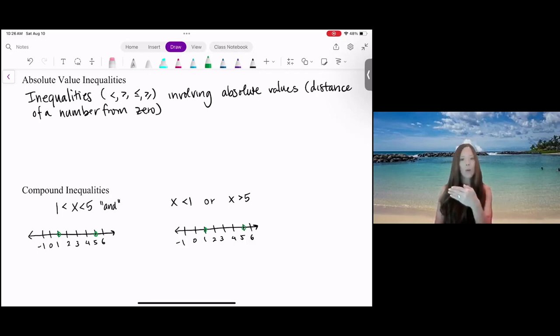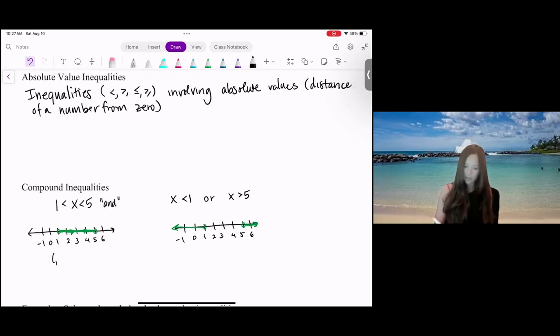However, to be greater than 1 and less than 5, the shading goes in between the two. Greater than 1 is to the right, less than 5 is to the left. So the region that makes this true is in between the two. Less than 1 is to the left, and greater than 5 is to the right. So if you notice, in the compound inequality with and, the graph goes together, and the compound inequality for or splits. If I was to write that in interval notation, this one would be (1, 5). And this one would be from negative infinity to 1, in union with 5 to positive infinity.